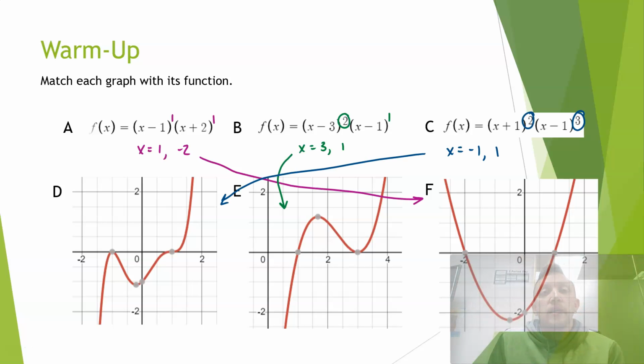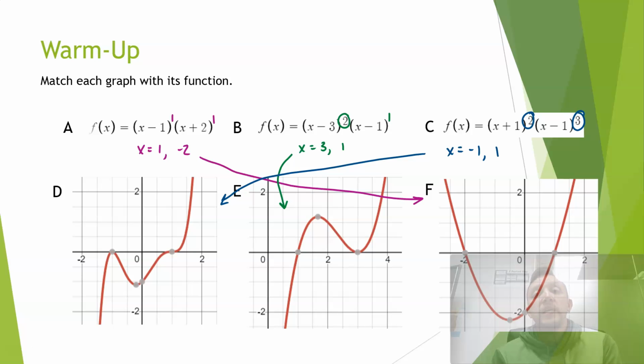Alright, let's see how you did here. For that first one, if you notice, they have an exponent of 1, or multiplicity of 1. That means the graph is going to go through those x-intercepts, and the x-intercepts would be at 1 and negative 2. So the graph that goes through those two is the one right behind me here, graph letter F.